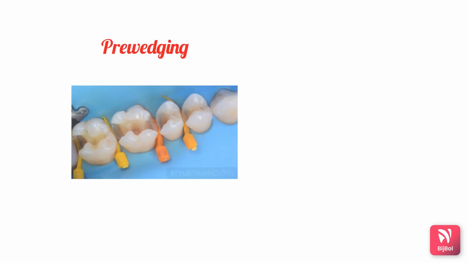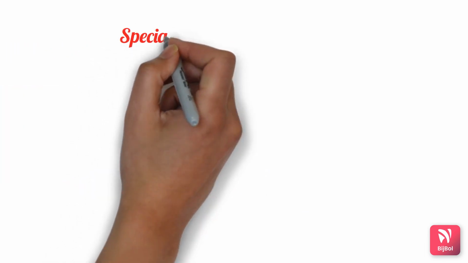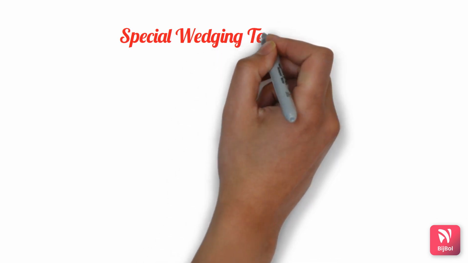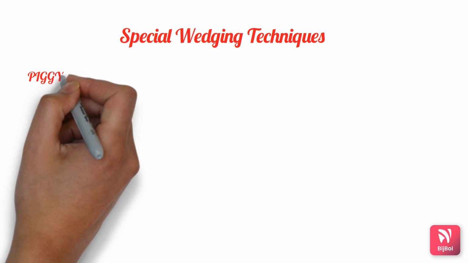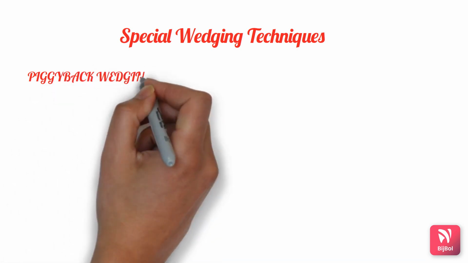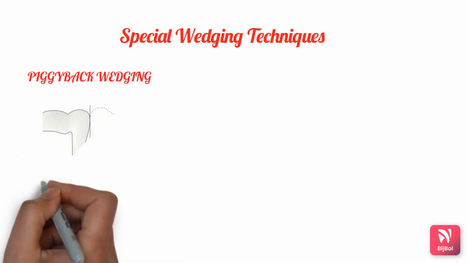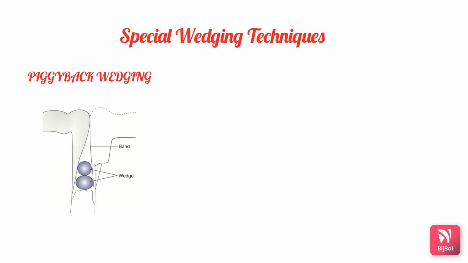Now we'll see a special wedging technique such as piggyback wedging. In situations where there is a gingival recession and the proximal box is shallow gingivally, a single wedge may be very much apical to the gingival margin. In such cases, a second, usually smaller, wedge is piggybacked over the first wedge. This will ensure a proper contour of the matrix band.